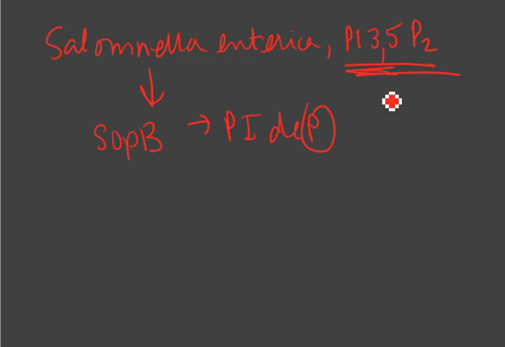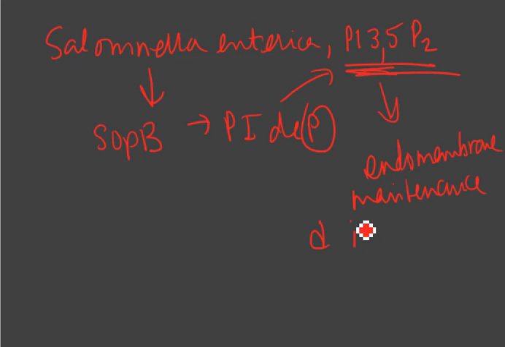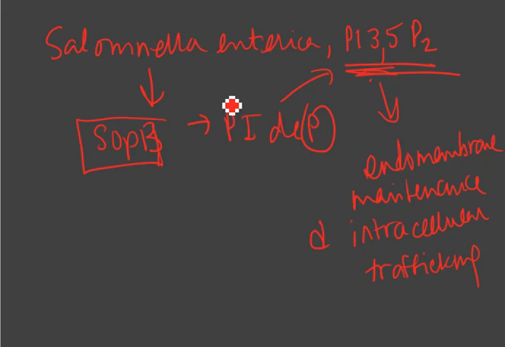And this PI3,5P2 is extremely important in endomembrane maintenance and vesicle or intracellular trafficking. So it's like a traffic police guy. Intracellular trafficking. So when this gets dephosphorylated by this phosphatase, obviously it cannot function properly, and these guys get away with it and survive in the host cell.